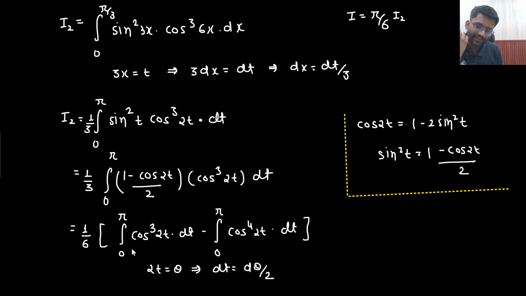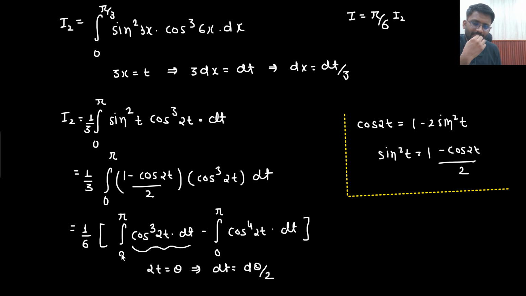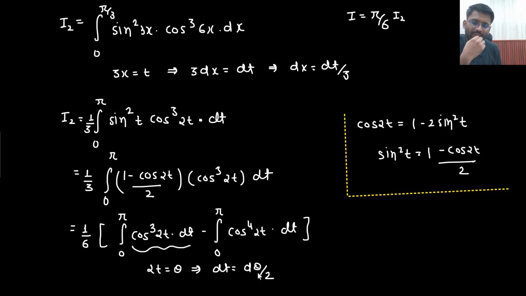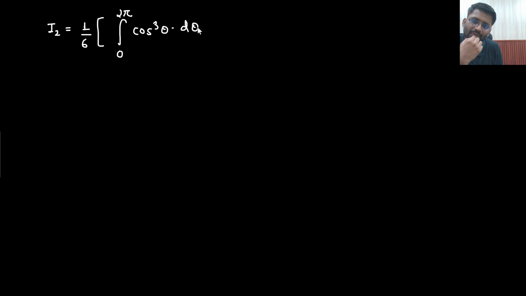Look, if you look at this integration, it would be 0 only. Let's do this thing. So what we are getting, 1 by 6 is outside. This is our I2 going on. What is the limit? If t is 0, limit will go from 0 to 2 pi. Cos cube, in place of 2t you will put theta: cos cube theta. In place of dt, what you will put? d theta by 2.